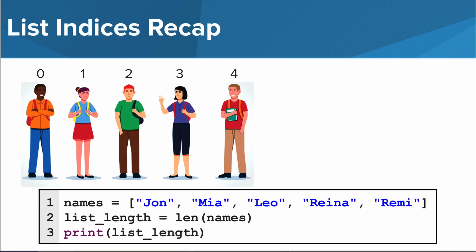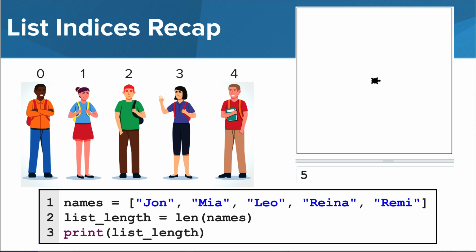Let's look back at our list of students where the index values of the items in our list go from 0 to 4. Here we are saving the length of the list inside the variable list length on line 2, and then printing that value on line 3. When we run this program, we see that the value printed is 5, which is one larger than the highest index value in our list, which is 4. This is a very important distinction.